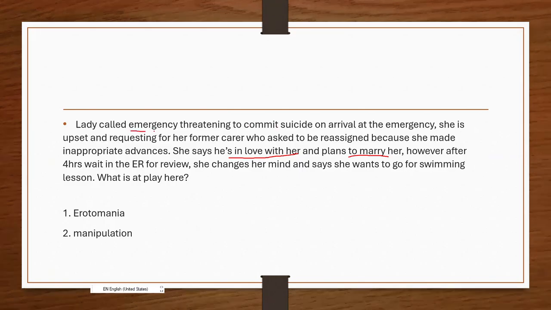This lady has called the emergency, threatening to commit suicide. On arrival at the emergency, she is upset and requesting her former carer who asked to be reassigned. So she's asking for the former carer or former doctor. Now, the former doctor has been reassigned because she made inappropriate advances at the doctor. But she says that the doctor is in love with her and plans to marry her. After some time, she changes her mind and wants to go for swimming. What do you think here? What is the psychopathology, or what is the phenomenon that is being described here?